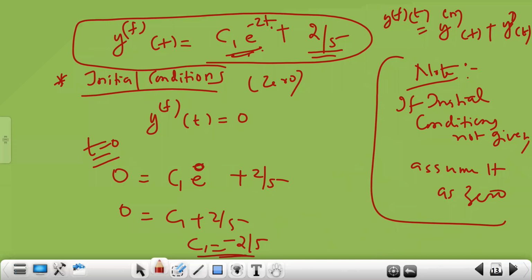Simple, no? It is very simple. You can score maximum marks in this particular section.